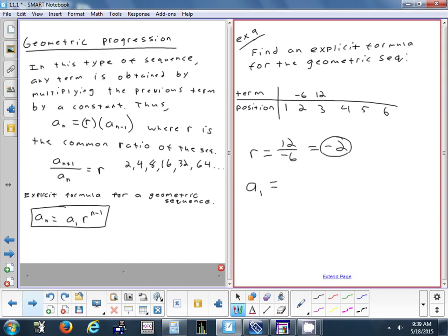That should also help you to figure out what your first term is going to be. Instead of multiplying that number by -2, if you divide it by -2, it's going to bring you back the other way. Okay, so my first term is 3. All right, so Andrew, what would be my explicit formula for this sequence? 3 and minus 1. 3.